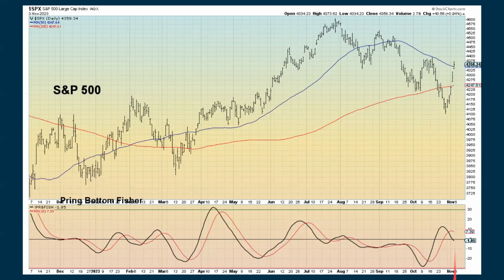And the Pring bottom fisher, it was giving us a signal as we were going down, down, down. It was like laughable. It was the exact wrong time to give this signal. This is pretty good at picking when we bottomed out, but it didn't even generate a signal when we bottomed out here in late October. But it's not giving us any kind of a signal now, so I haven't been showing that.